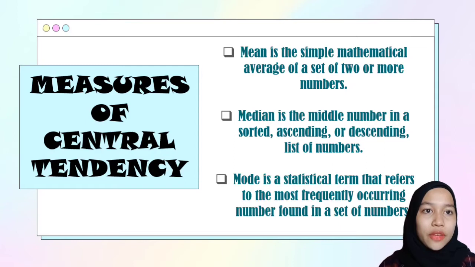First, I will give the definitions. A mean is the simple mathematical average of a set of two or more numbers. The median is the middle number in a sorted ascending or descending list of numbers. Mode is a statistical term that refers to the most frequently occurring number found in a set of numbers.